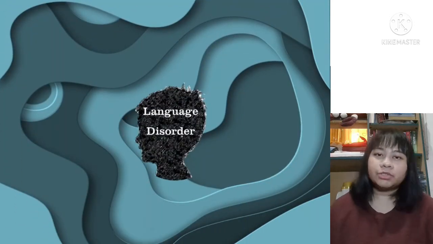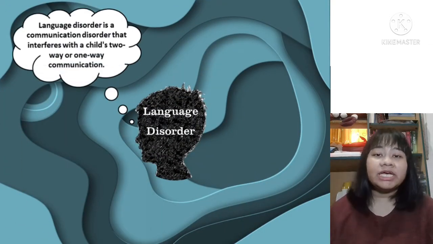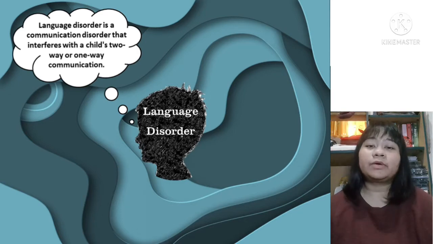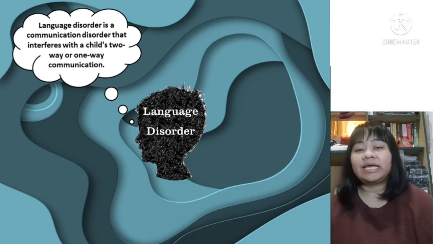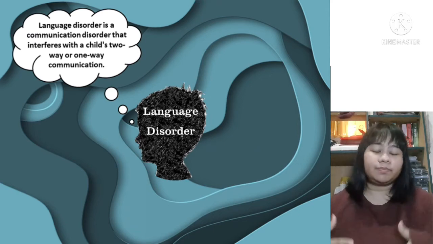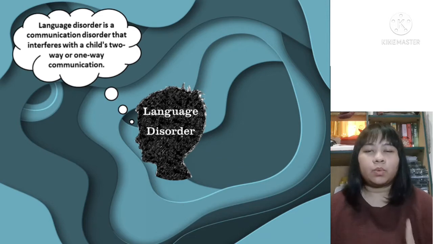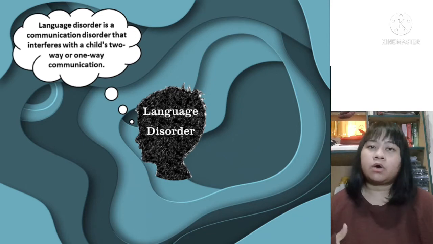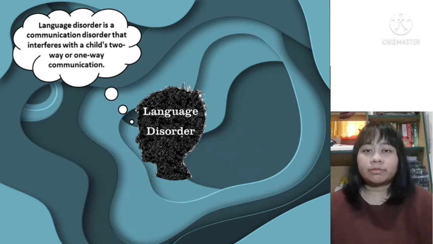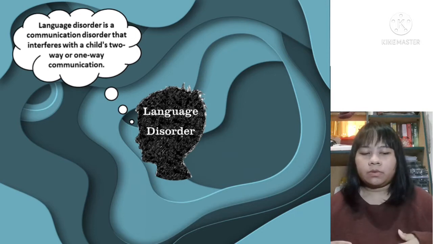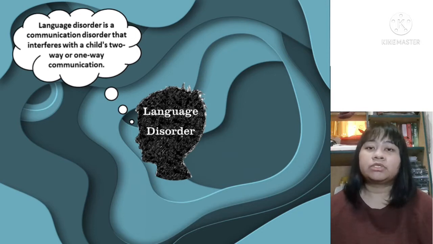What is language disorder? Language disorder is a communication disorder that interferes with a child's two-way or one-way communication. Children who have language disorder cannot communicate like children in general, whether it is two-way communication where there are other people as their interlocutor, or one-way communication where they express something intended for themselves, or can be said to also speak for themselves. Children with language disorders have difficulty adapting to the social environment.